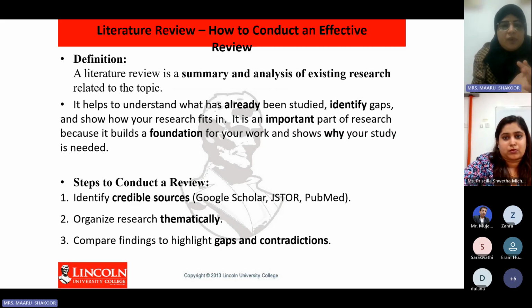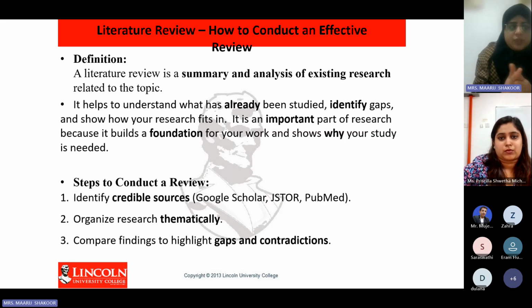Okay. Compare findings to highlight gaps and contradictions. Yes, whenever you compare, you will easily find the gaps and contradictions. It's not a big deal.